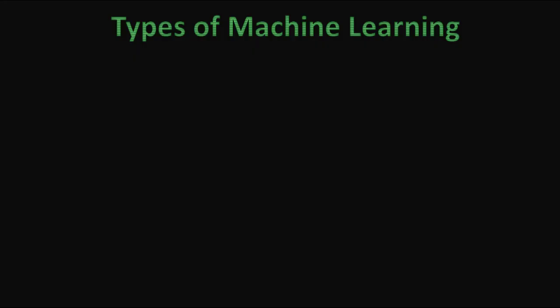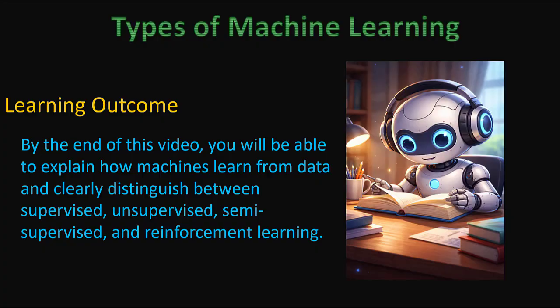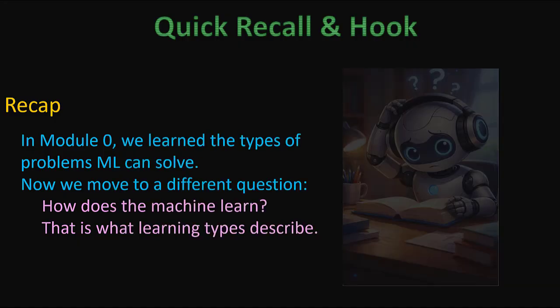In this session, we will study the types of machine learning, the learning outcome. By the end of this video, we will be able to explain how machines learn from the data, and we will be able to distinguish between the various types of learning such as supervised learning, unsupervised learning, semi-supervised learning, and reinforcement learning. Now we'll have a quick recall of what we did in the previous video.